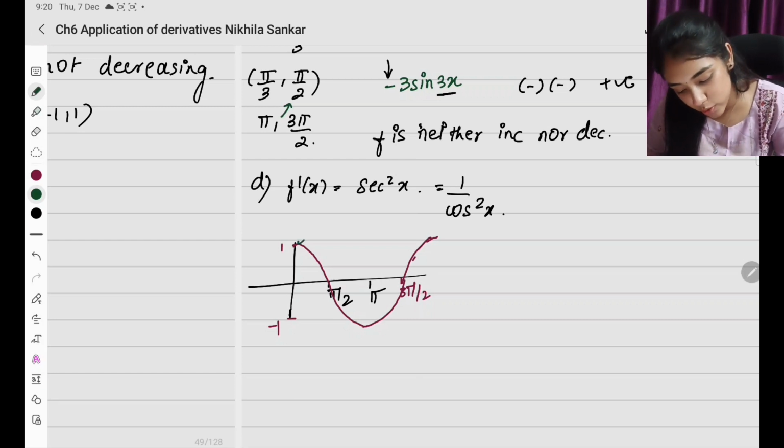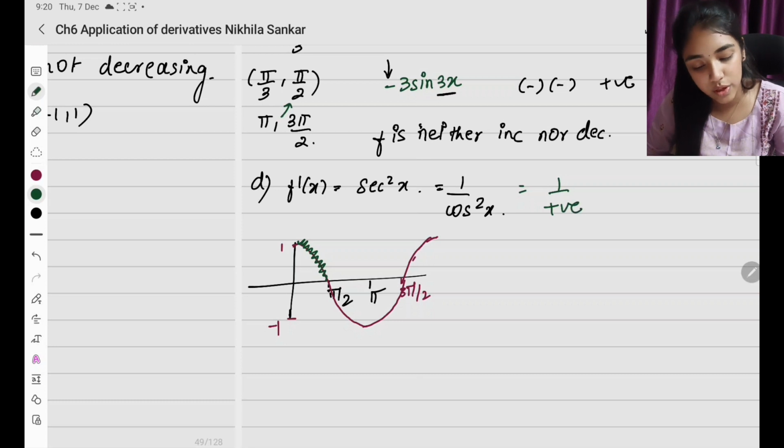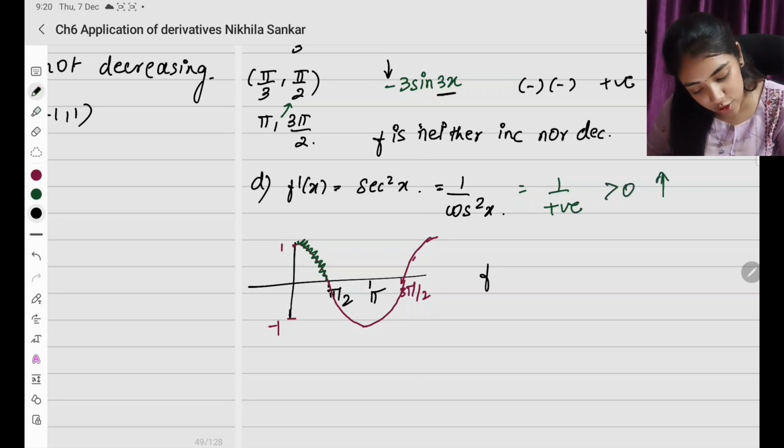So, we are talking about the interval 0 to pi by 2. How is the cos function there? It is going to be positive. So, I have 1 divided by some positive quantity, which is always greater than 0, and hence increasing. So, I have the secant square x to be increasing. So, f dash of x is greater than 0, f is increasing.